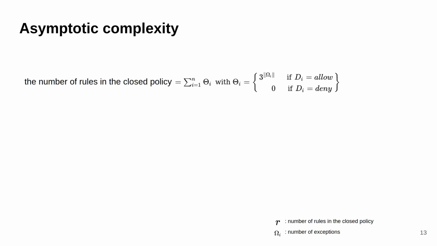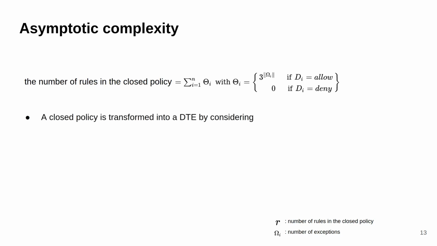We evaluate the asymptotic complexity of the previous transformation method in terms of number of rules in the closed policy. We proved that in the worst case, the number of rules in the closed policy grows exponentially as a function of the number of exceptions in the policy. For those who are interested, you can find the proof in the paper.